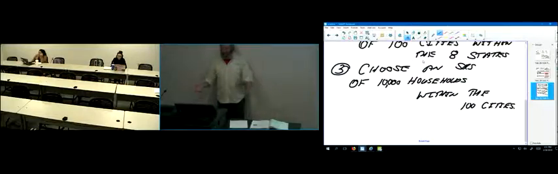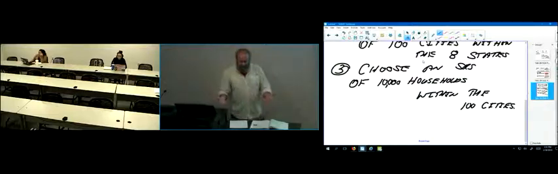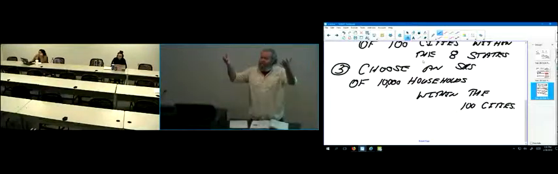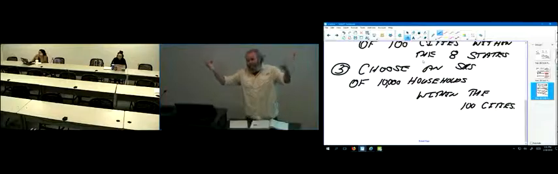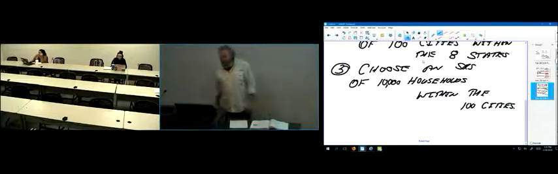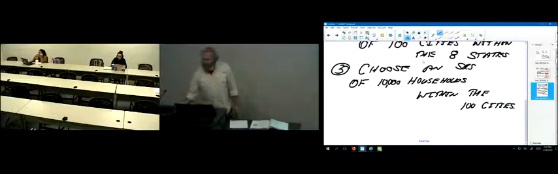Every household is in some city or some place like that, right? Every city is in some state, so everybody's got a shot. Okay? This is a probability sample. Now, here's my thing with this.